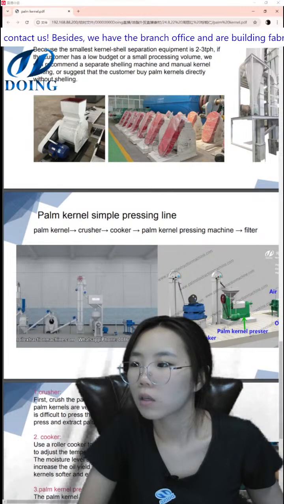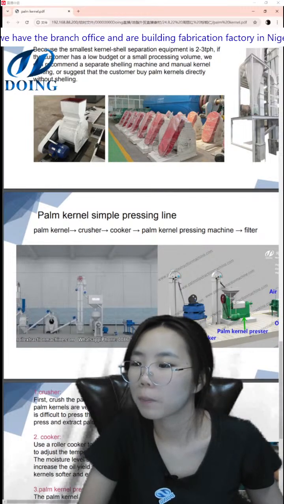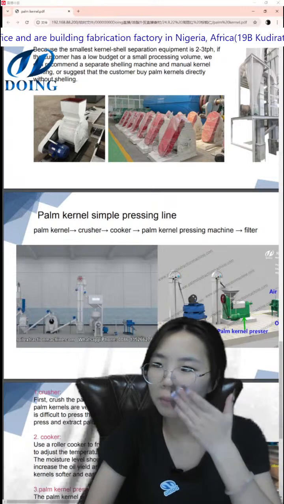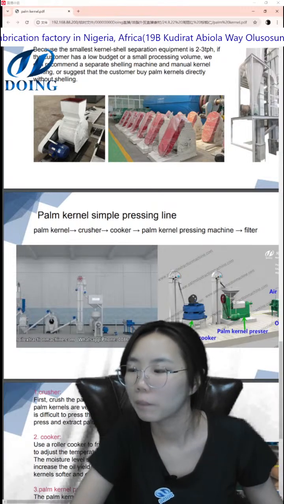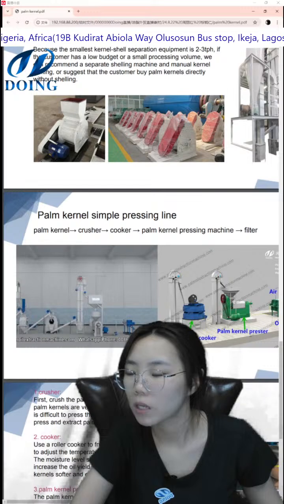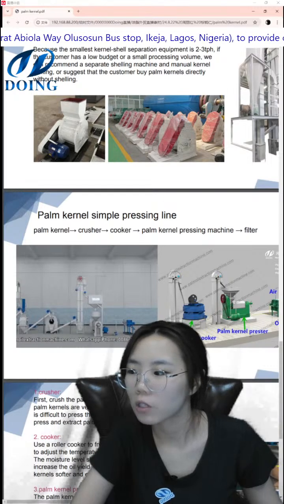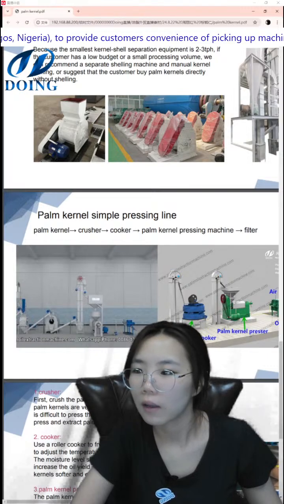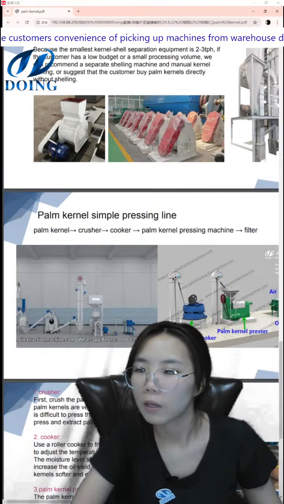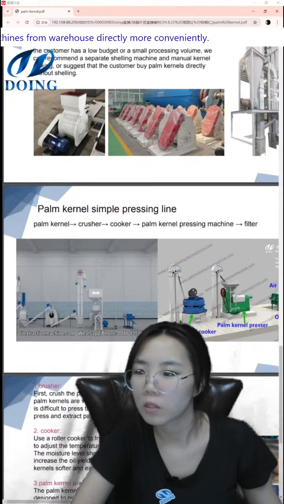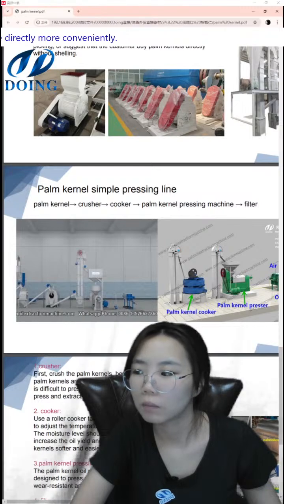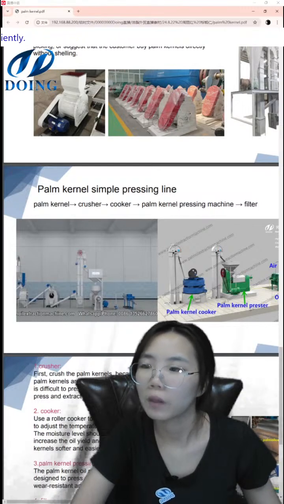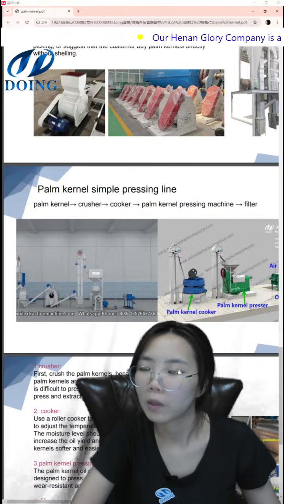The next part is the palm kernel simple processing line. Our raw material is palm kernel, and the first machine is a crusher, and then it enters a cooker, and then enters the palm kernel processing machine, and the last machine is the filter, and through the filter we can get the clean crude palm kernel oil.